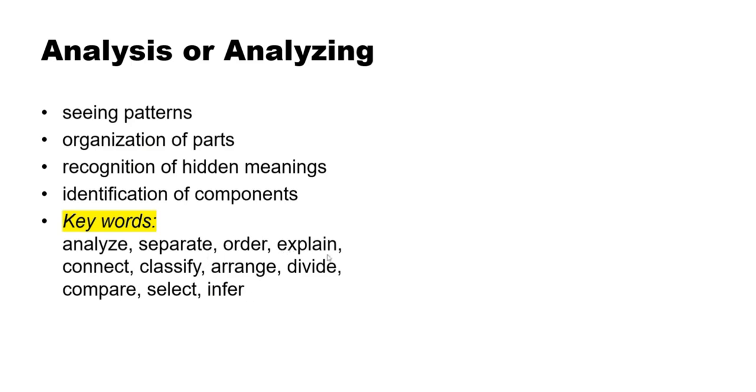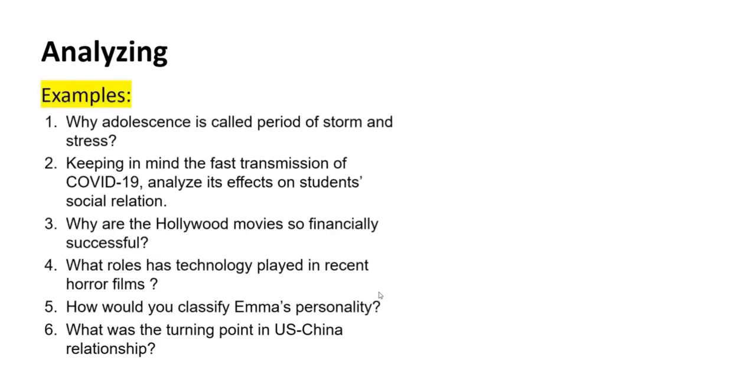For example, explain can also be used in comprehension or understanding, and so on. Other can also be used with different levels of cognitive domain. Let us do some examples from the analysis or analyzing. Why adolescence is called period of storm and stress? Remember, in this question, the student would recall the information about the features or the characteristics of adolescence. Use that information, split them into parts to answer this question.